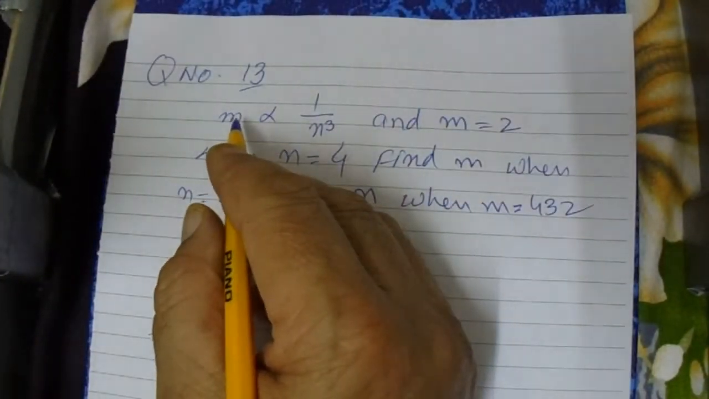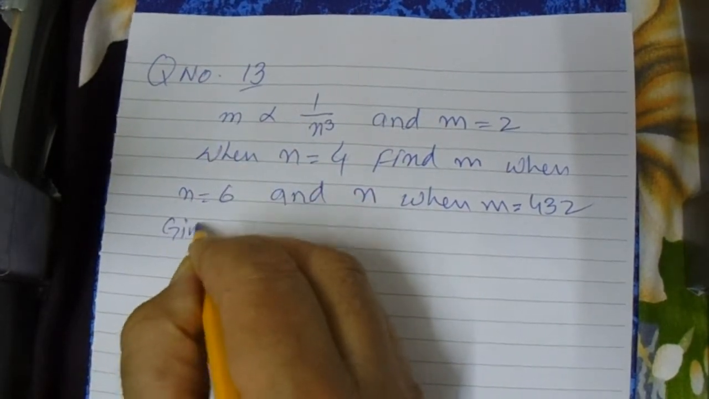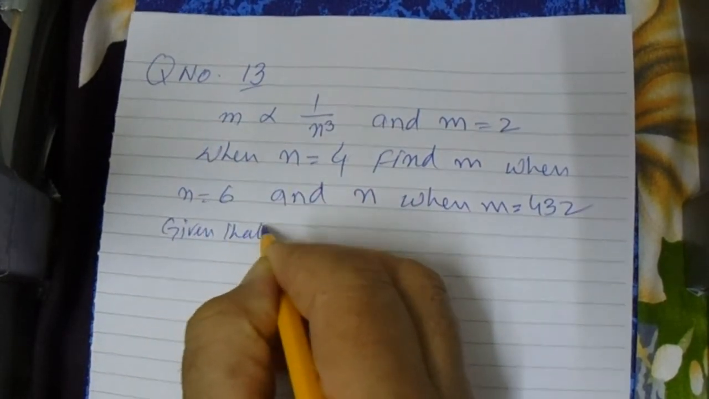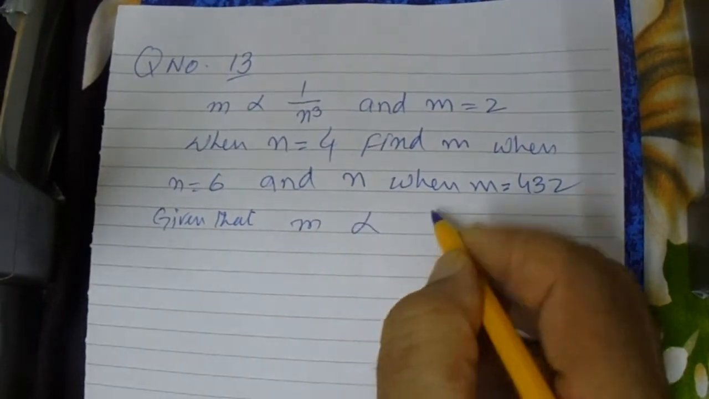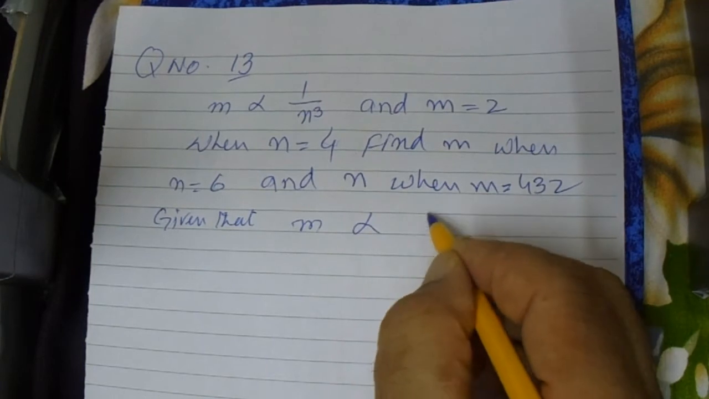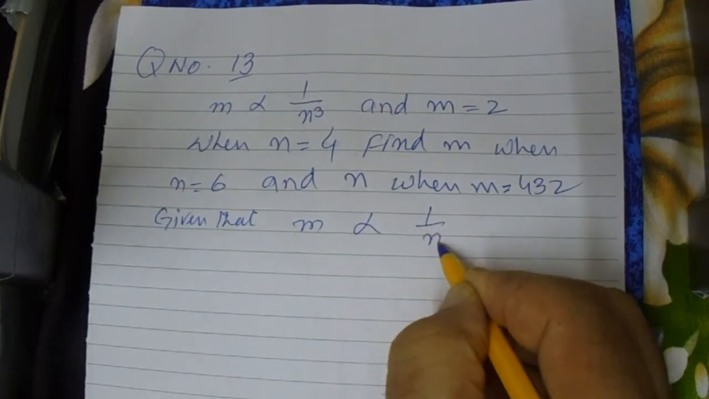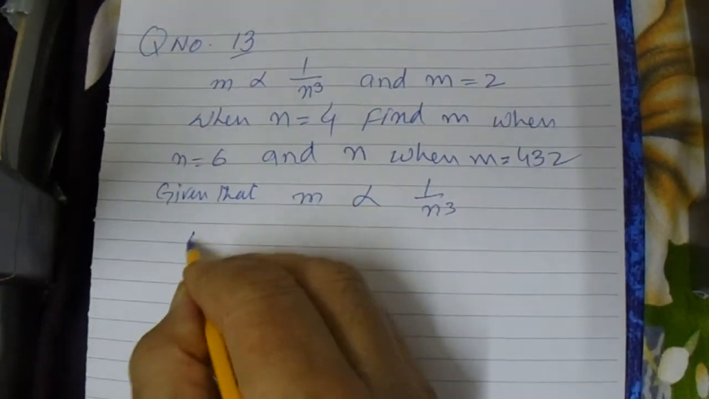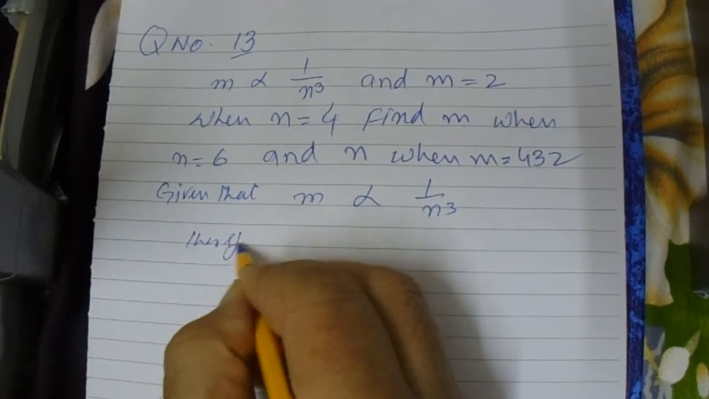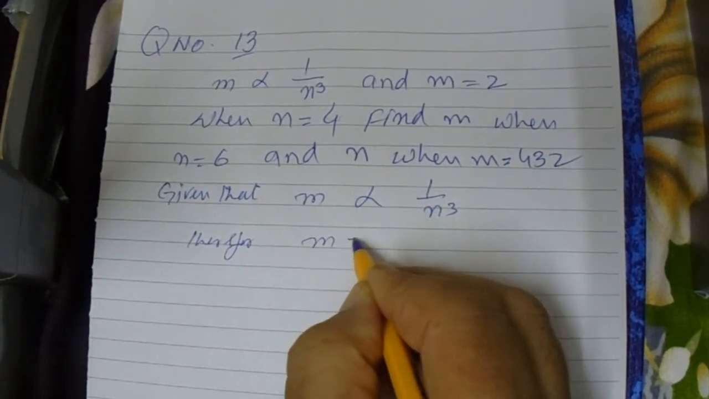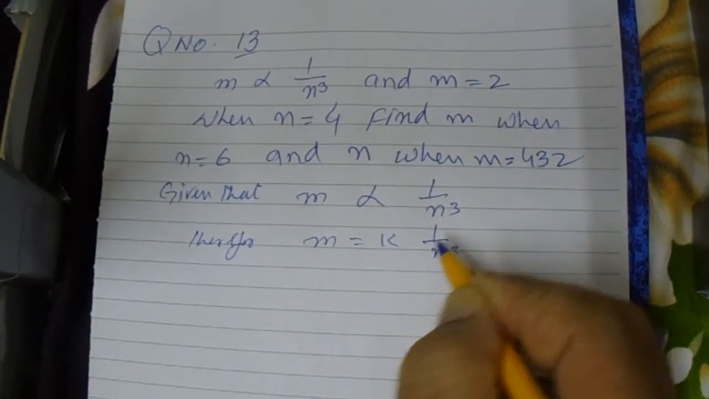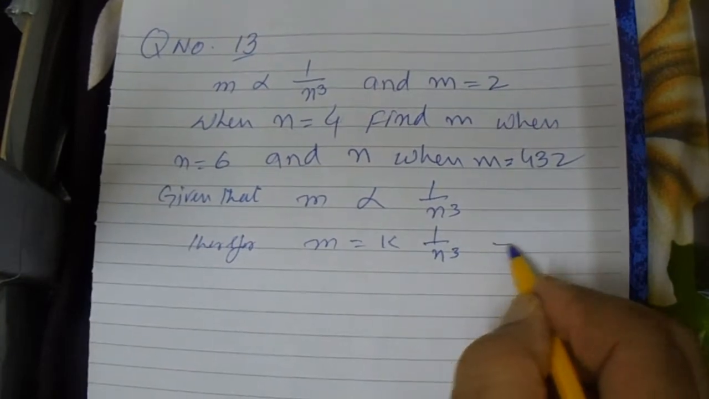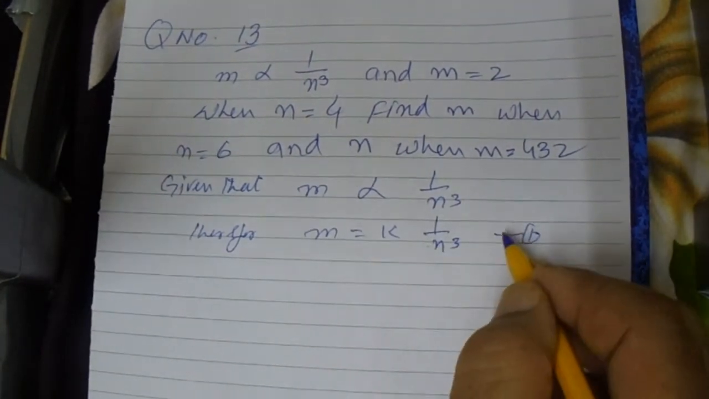Now we go on to question number 13. Given that M inversely varies as 1 over n cube. Therefore M is equal to k times 1 over n cube. This is our equation. We name it 1.